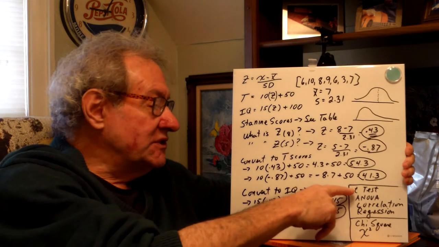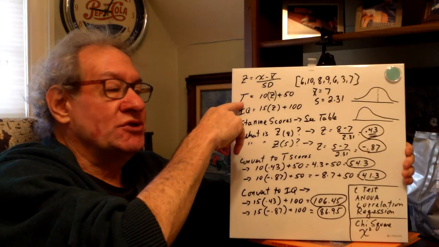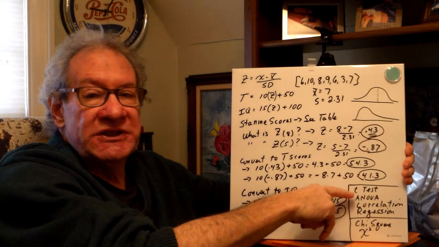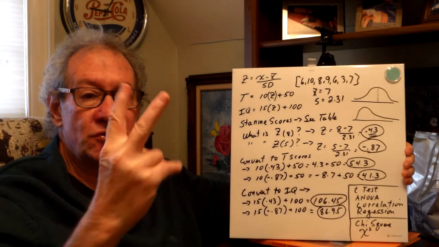You can remember the T, and notice it's a lowercase t. This uppercase T is a T score. This lowercase t is a T test, and it's easy to get them confused. The T test looks at two groups.